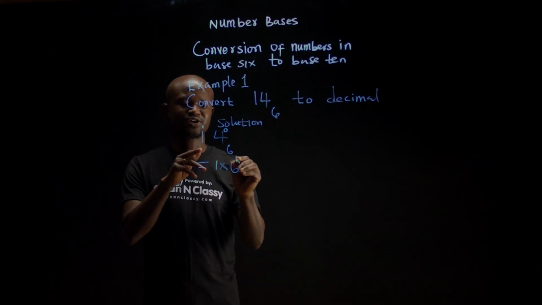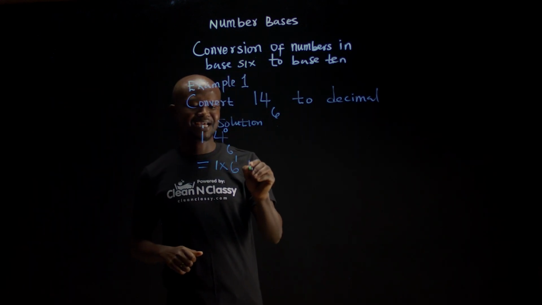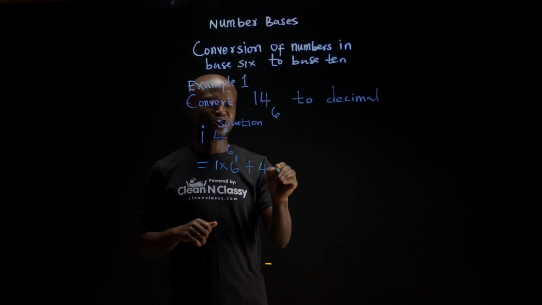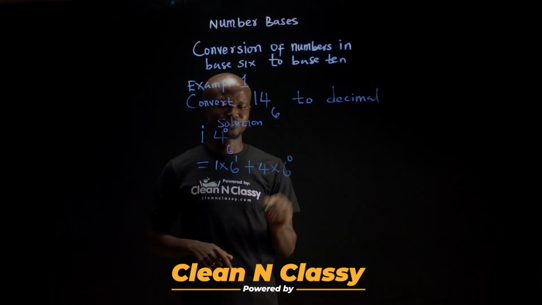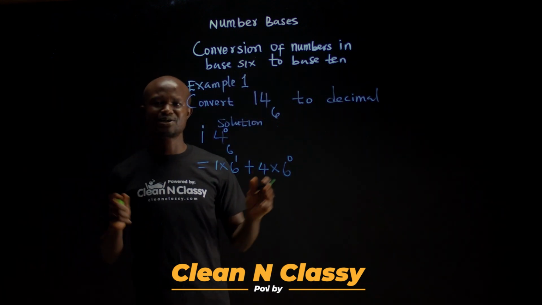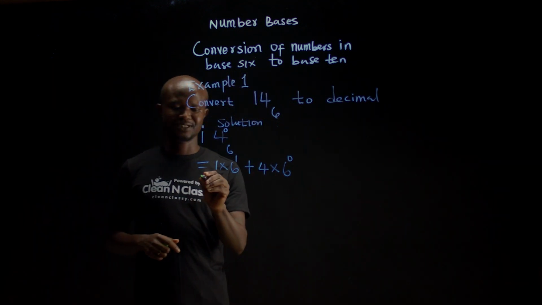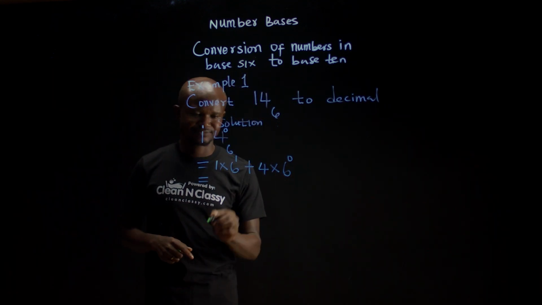6 raised to the power of 1. Then plus 4 times what? 6 raised to the power of what? 0. Now we have the expanding form. The next thing is to simplify.